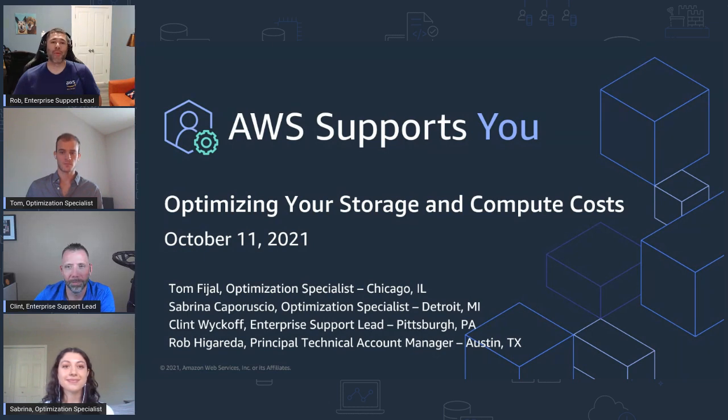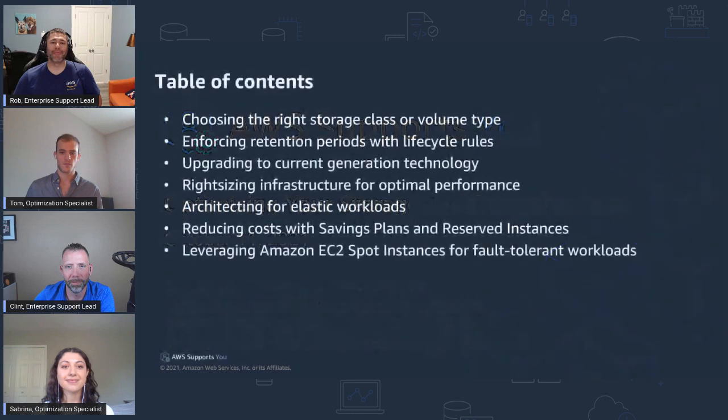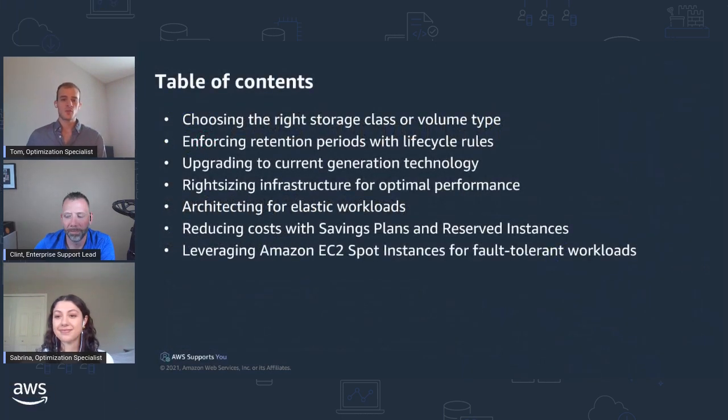Tom, can you go ahead and walk us through what we're going to be talking about today? Sure. So today we'll start with storage and the importance of choosing the right type of storage for your workload based on access requirements. Then we'll review how to enforce retention periods for stored data using lifecycle rules. From there, we'll cover several optimization principles, which include modernizing technology, right-sizing infrastructure, and architecting for elasticity. We'll conclude with an overview of the AWS pricing models and how they can be used to lower costs.